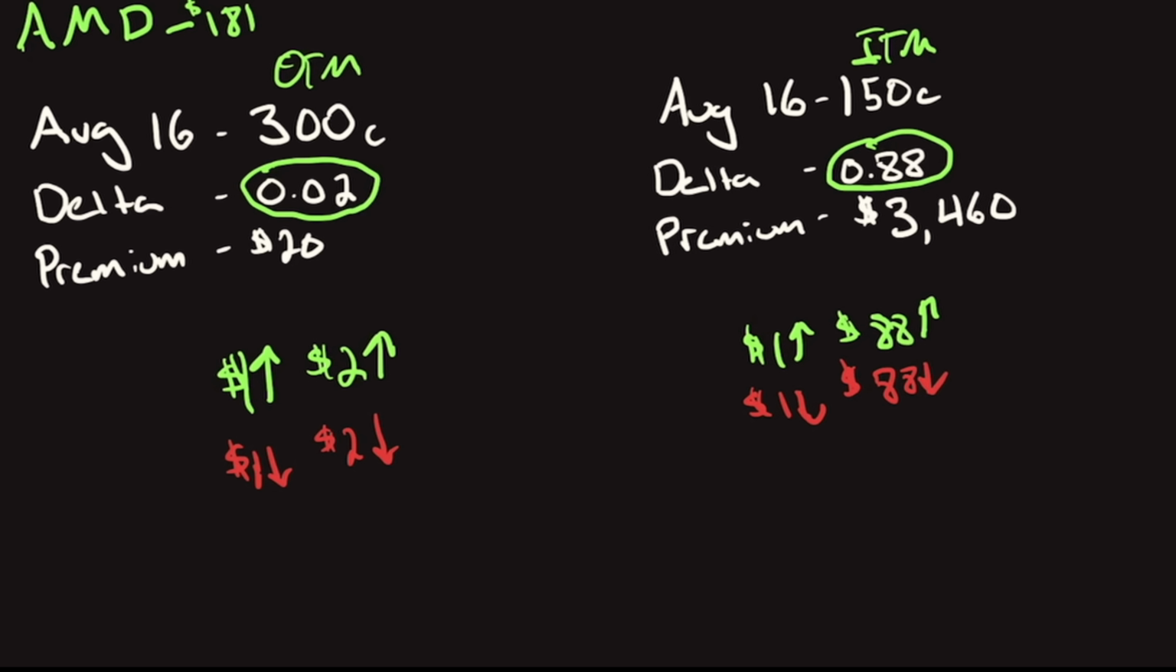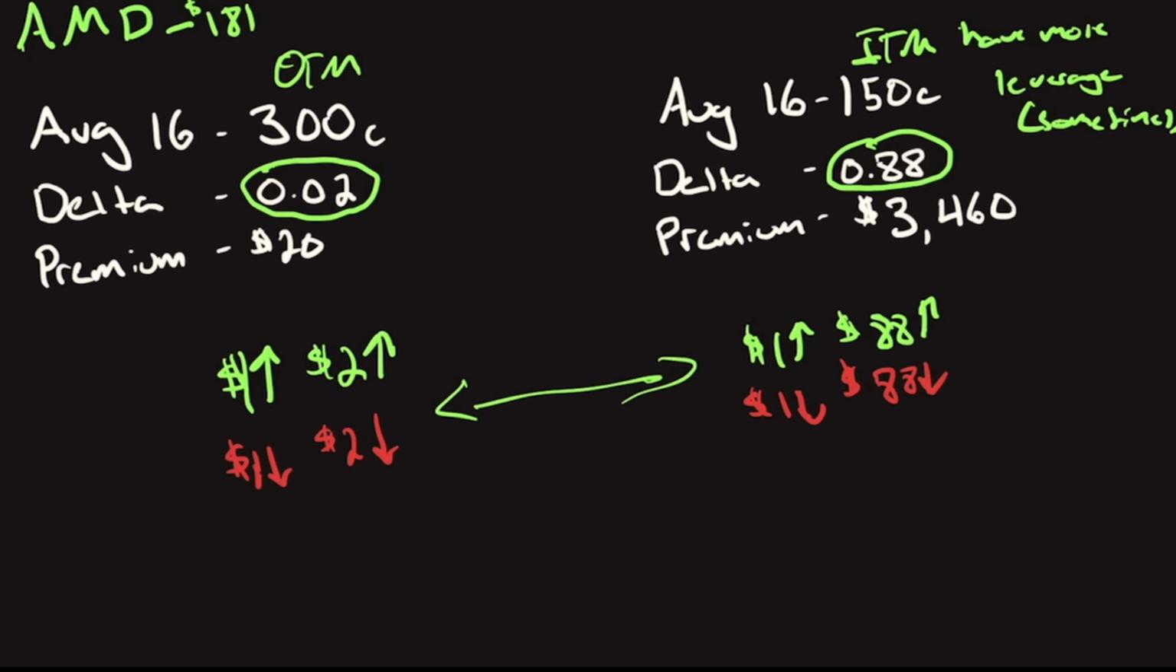Okay, so when you compare the two directly, which has more leverage? The one that goes up $88 right here, or the one that goes up by $2? It's the one that goes up by $88. So that means that in the money options have more leverage. But that's not true all of the time. So sometimes. So why do I say sometimes?